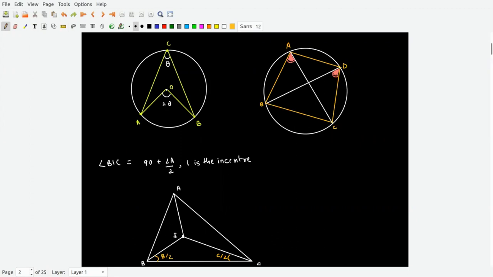I can see it, but go ahead, it's okay. It's just the angle sum property in triangle BIC. Yeah, correct.